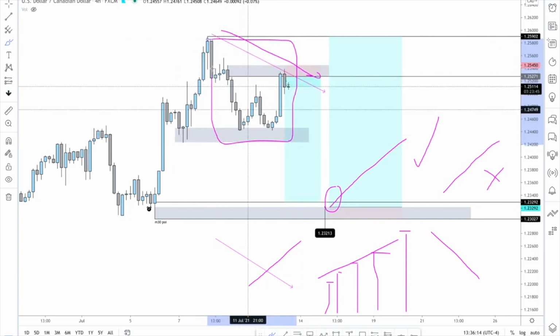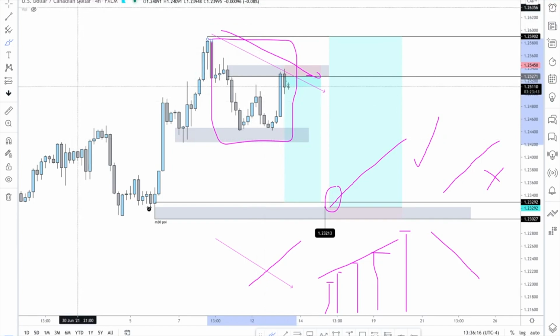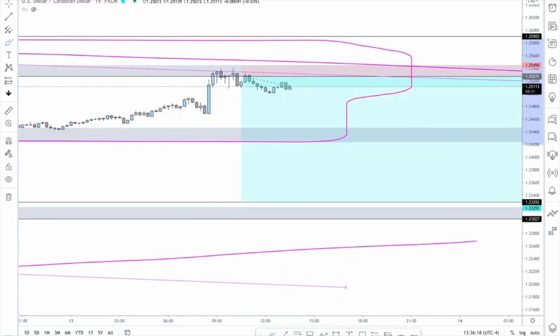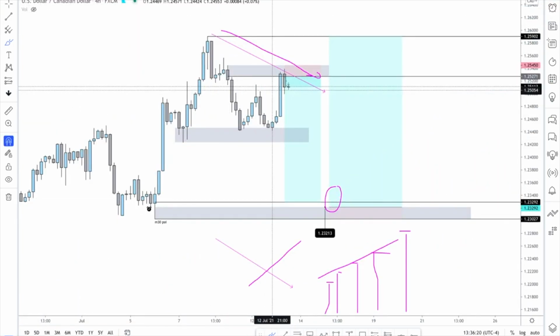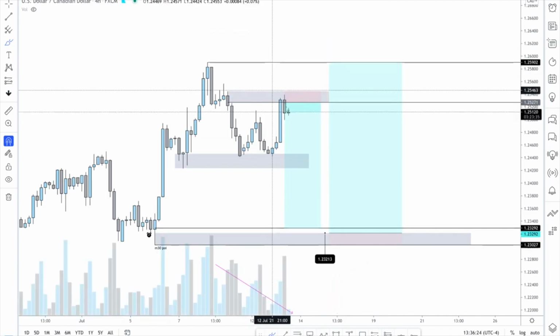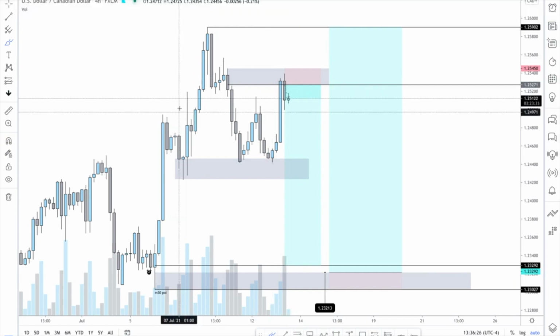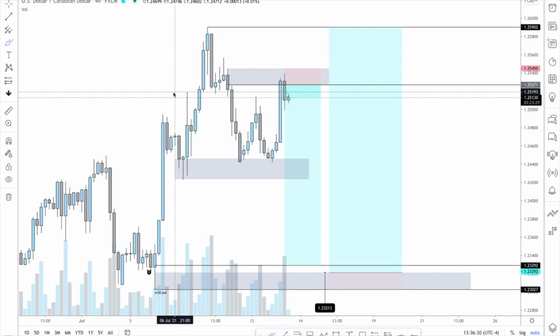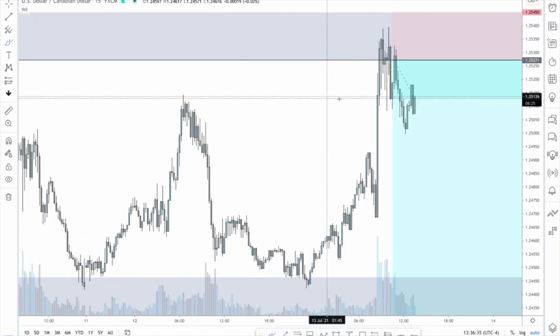Now, we are taking this counter trend trade on the lower time frame. Here, let me get rid of all this. We are taking this lower time frame counter trend trade, and it should be a decent move. It should be a really nice move. We're already in the trade.